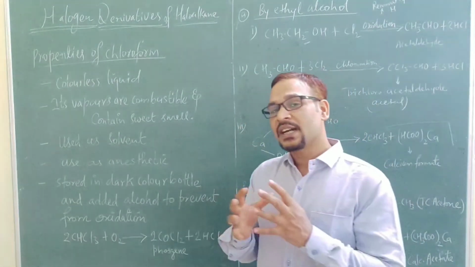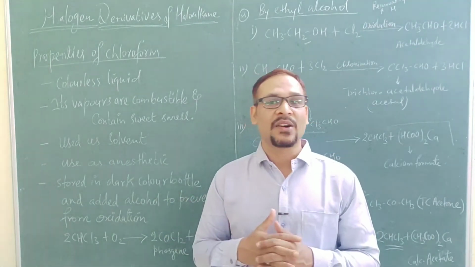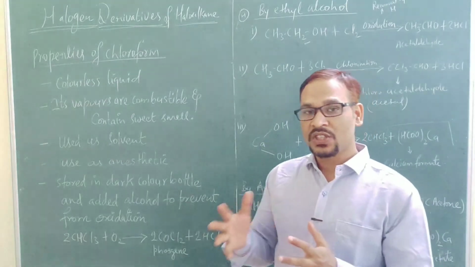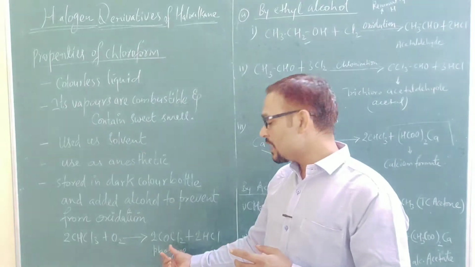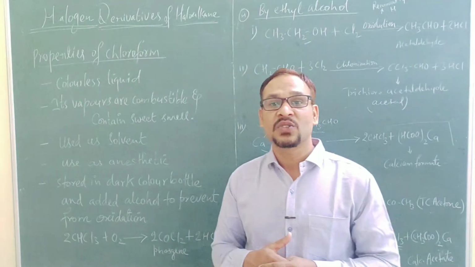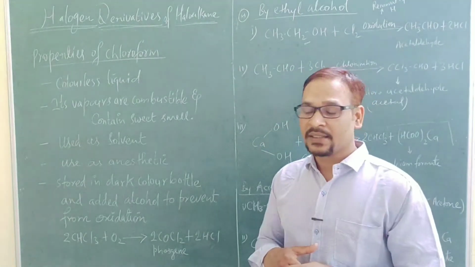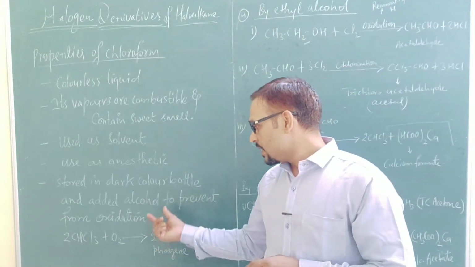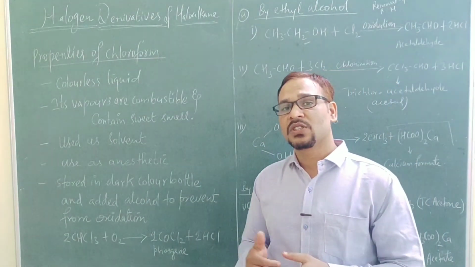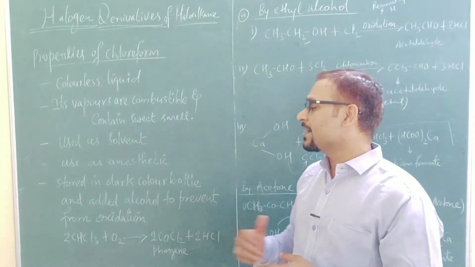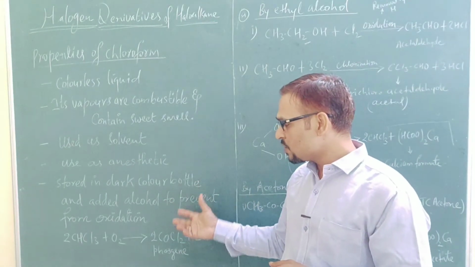It is stored in a dark color bottle. What is the reason behind it? So that it can be prevented from oxidation. If it gets oxidized, it forms phosgene, COCl2, and phosgene is a very harmful gas, and it can even cause death. So it is stored in a dark color bottle, and also to prevent oxidation, ethyl alcohol is added. So sometimes this question is also very important.